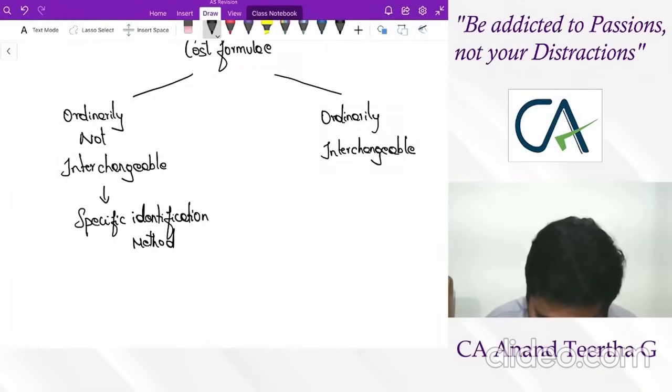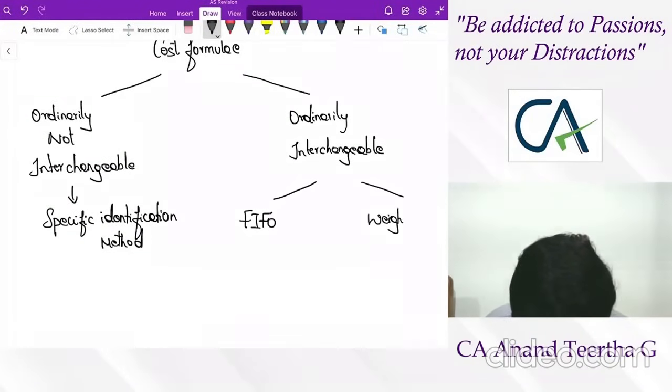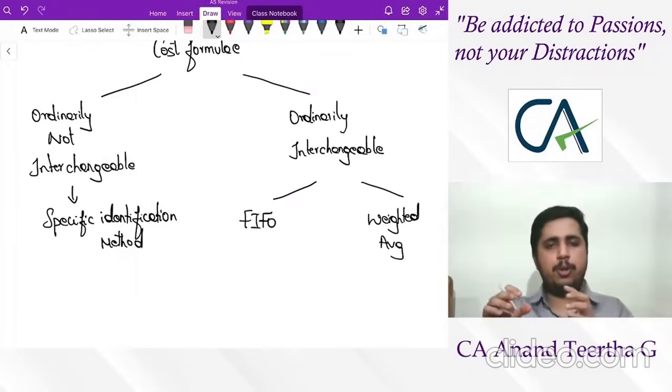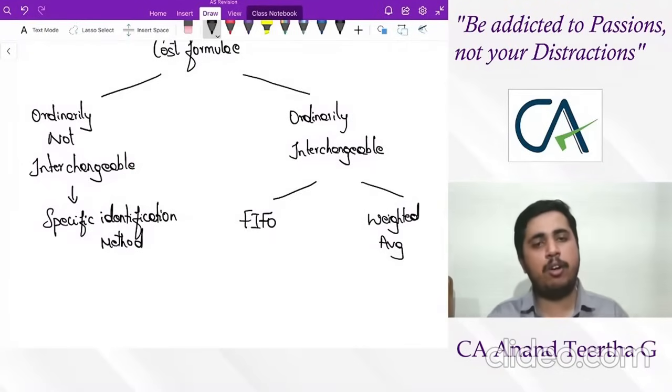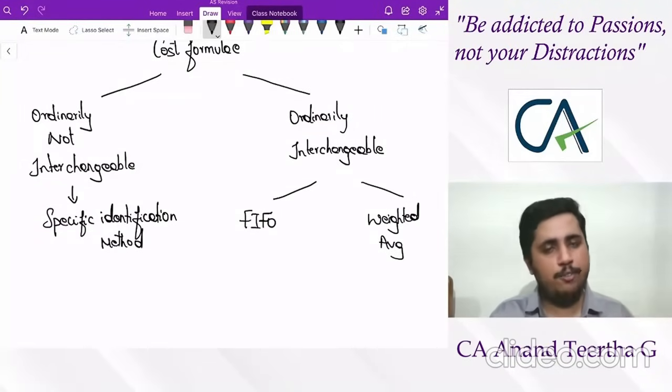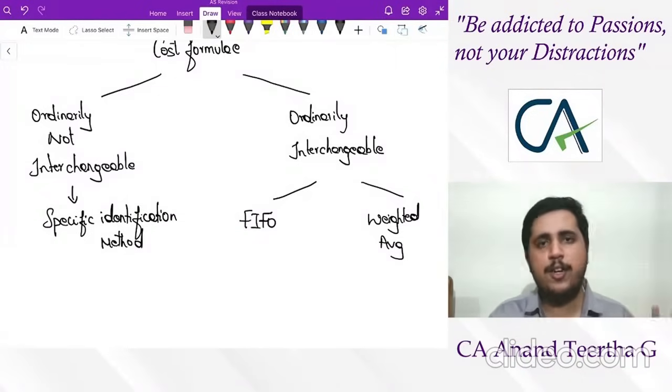If it is ordinarily interchangeable, then you have got two methods. Either you apply FIFO, first in first out, or you apply the weighted average method. You know more about these methods, so I am not going to go into too much detail, but these are the two methods applicable if it is ordinarily interchangeable, either FIFO or weighted average. But specific identification method is not possible. FIFO is not possible. Weighted average is not possible.